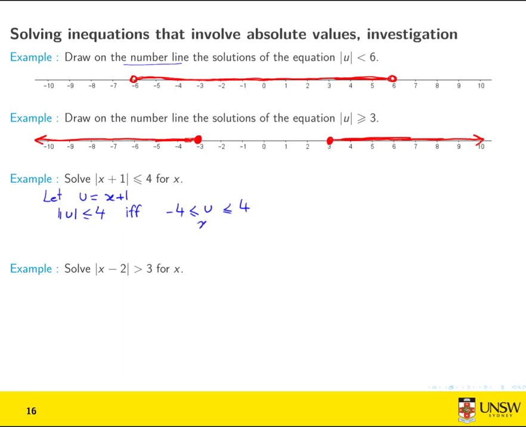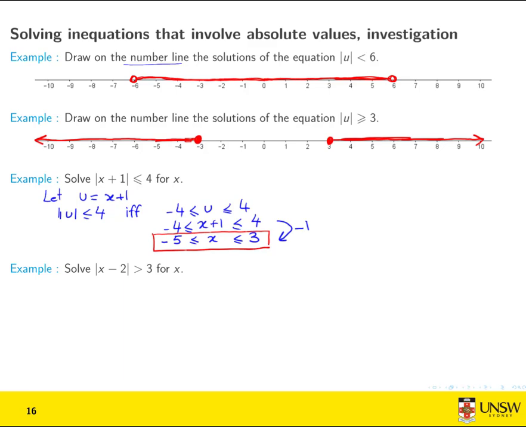Now my u really was x plus 1. That means x plus 1 is between -4 and 4, both included. And what I want is x, not x plus 1. So I will subtract 1 everywhere. So I get a -5 here. I get an x in the middle. That's what I wanted. And I get a 3 here. This solves our inequation.